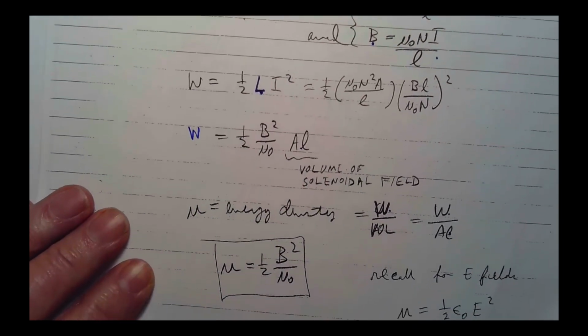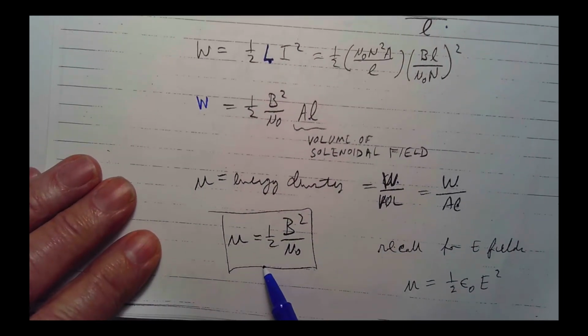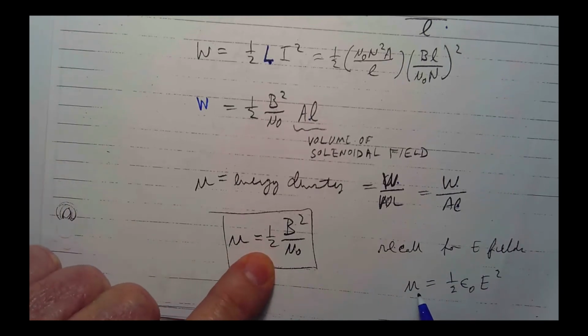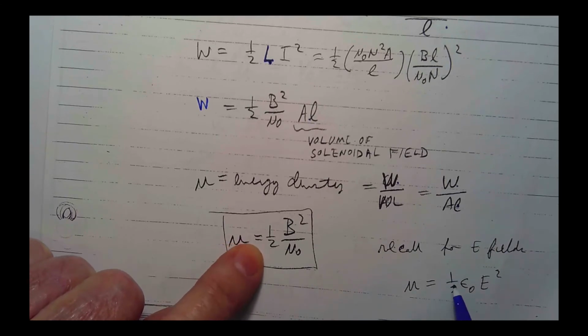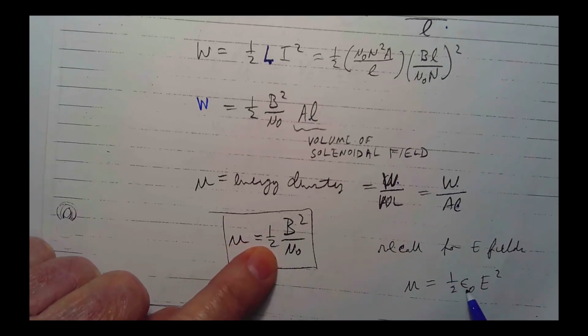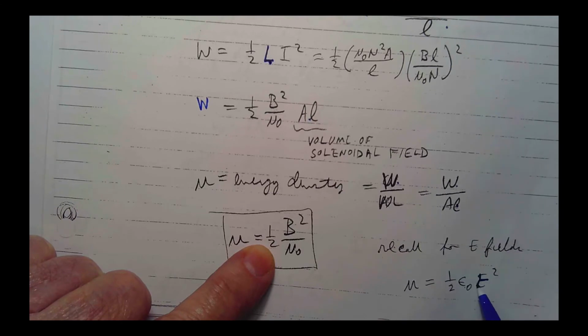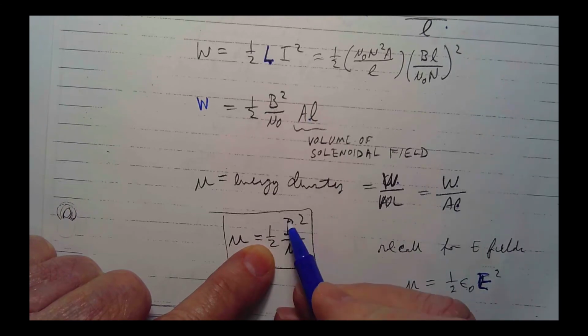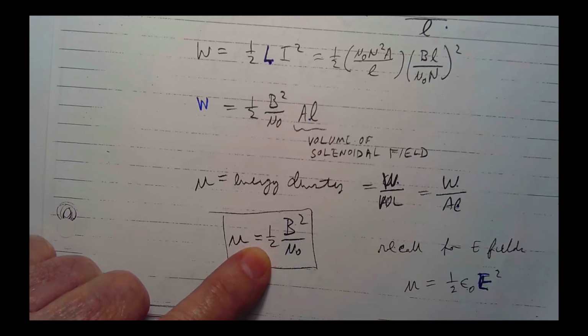Now I'm sorry, I'm off the screen again. Here's the parallel structure we got for a capacitor. The same parallel structure. U is 1/2, 1/2. The constant for electricity, the constant for magnetism. Here it's in the numerator, here it's the denominator, and it's the quantity that's being stored, E squared here and B squared here.